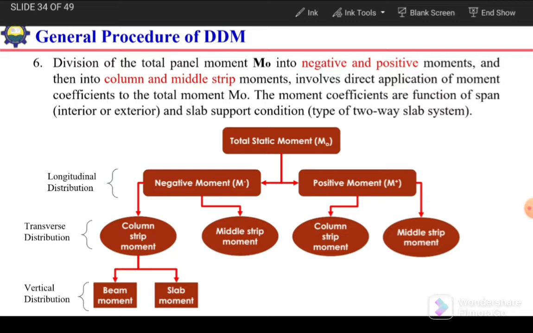In the last video, we discussed the procedure of direct design method. We have covered the first 6 steps of the direct design method. In this video, we will see how we can distribute this static moment M0 into longitudinal direction, transverse direction and vertical direction based on the coefficients provided in the ACI 318 code.